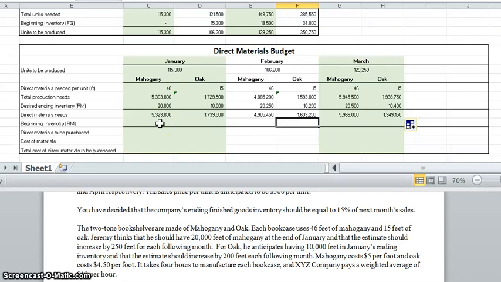All right. Picking up where we left off, the next one that we're going to have to really deal with here is going to be our beginning inventory. Our beginning inventory is going to be 0 for January since this is the first month of operations. And then for mahogany and oak, obviously our ending inventory for last month is going to be this month's beginning.